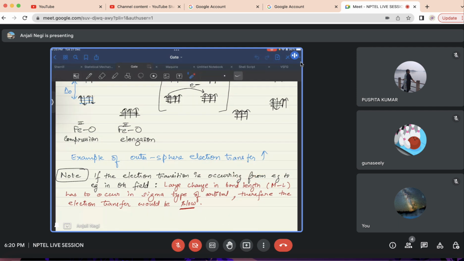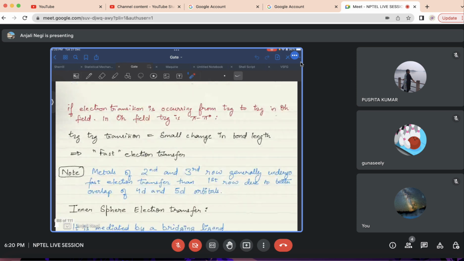So the electron transfer from my Eg to Eg in my octahedral field is a sigma type of orbital. It occurs in sigma type of orbital, and therefore the electron transfer is slow. Okay. If my electron transition is occurring from T2G to T2G in octahedral field, which is pi to pi star, this will be fast. So T2G transfer means a small change in the bond length, and hence it's a fast electron transfer. So this is just a note that you can look into the complexes that are given to you, and check whether the electron transfer will be happening from Eg to Eg or T2G to T2G.